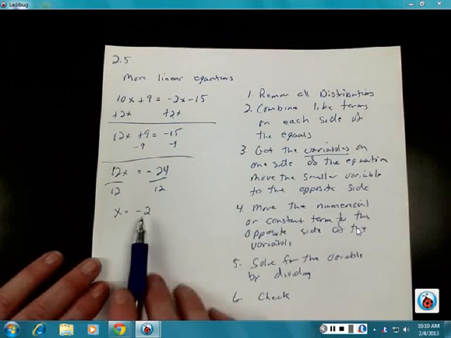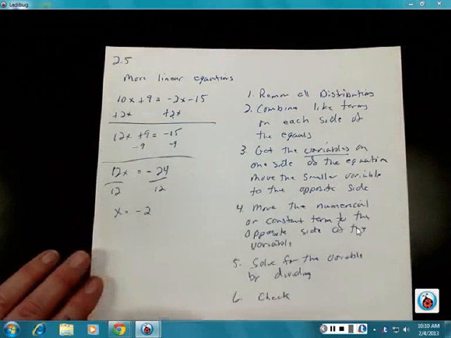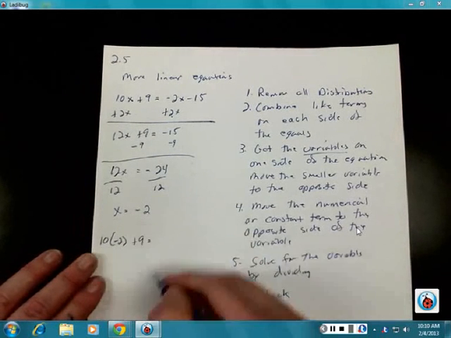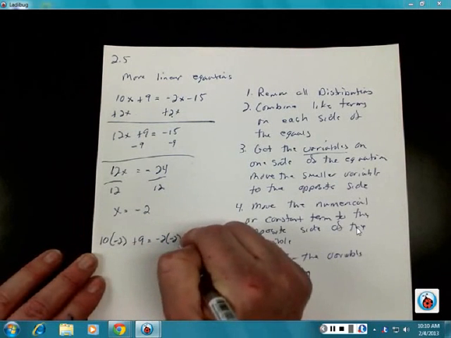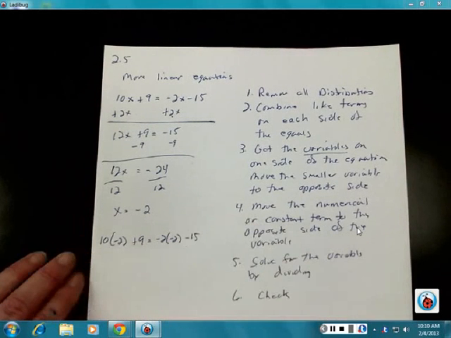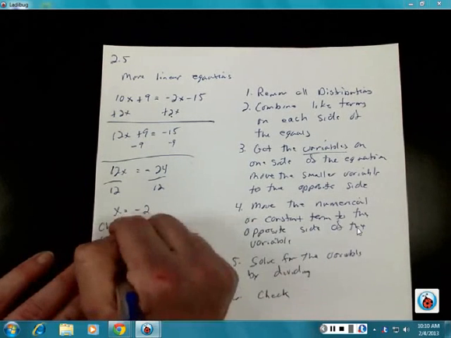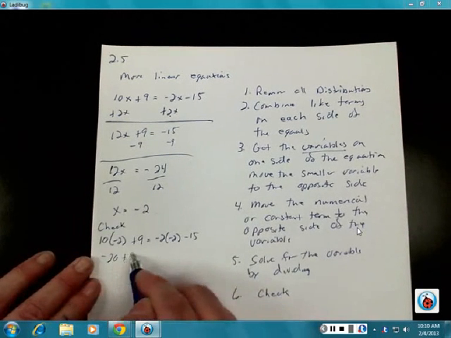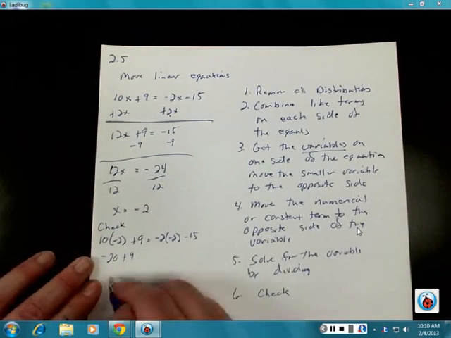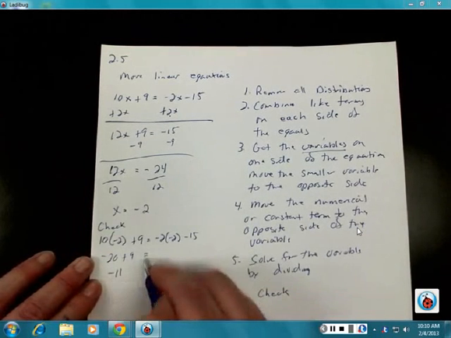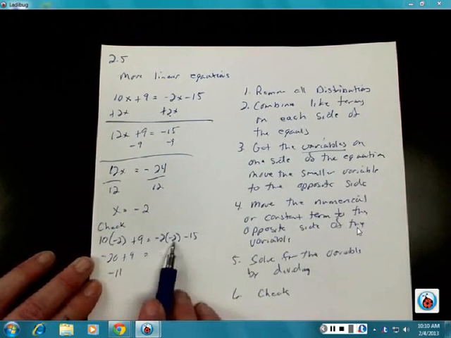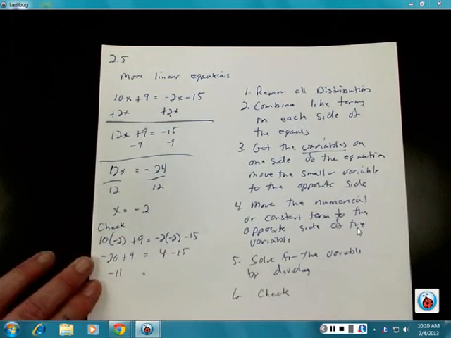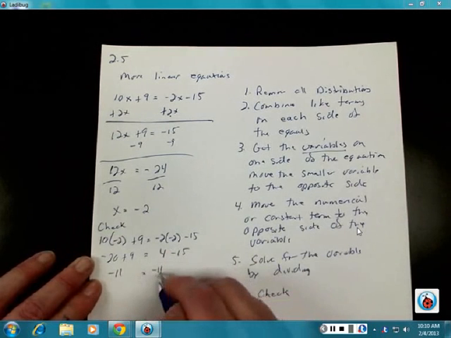So anyway, put your negative 2 back in here and say 10 times a negative 2 plus 9 equals a negative 2 times a negative 2 minus 15, and see if it works. 10 times a negative 2 is a negative 20. Negative 20 plus 9 is a negative 11. Negative 2 times a negative 2 is a positive 4. And a positive 4 with a negative 15 is a negative 11.